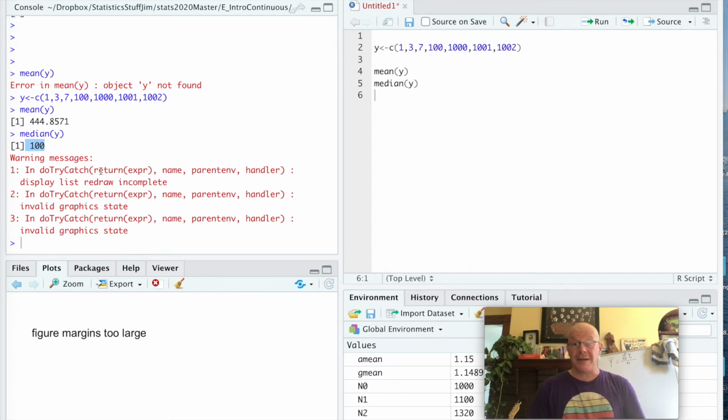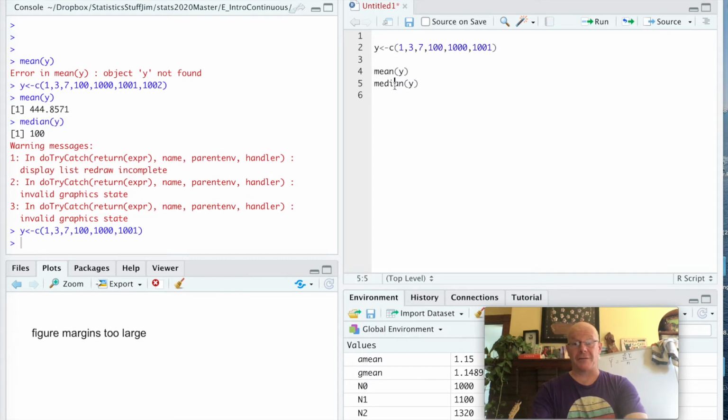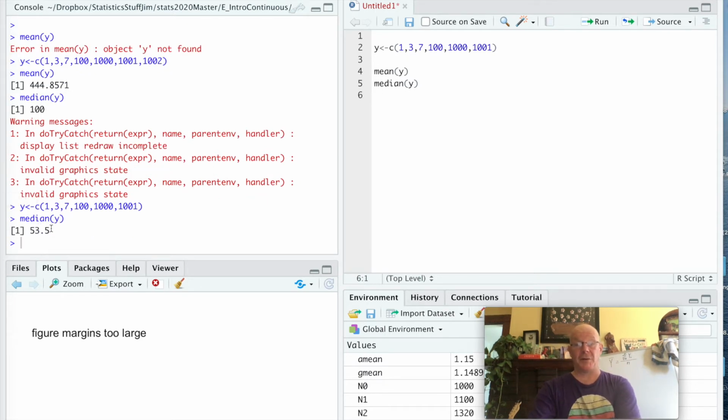For calculating the median, if you have an even number of observations, so let's get rid of 1002, and so now there is no true middle value. What we do then is we would take the middle point between the two middle values. And so now with this new value of y, if I were to ask for the median, it's 53.3, which is halfway between 7 and 100.